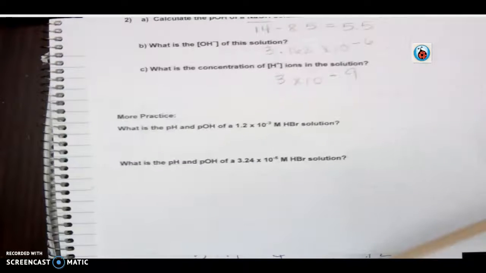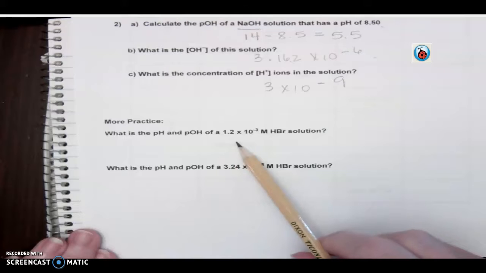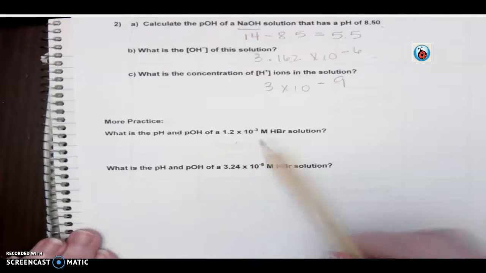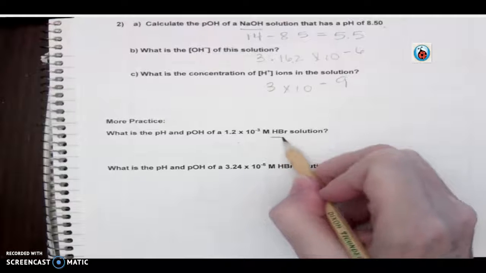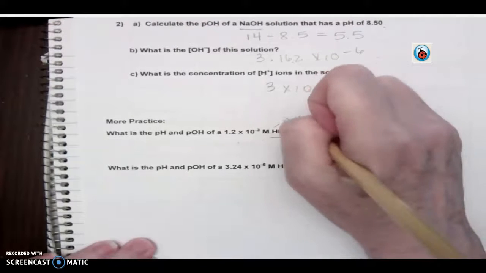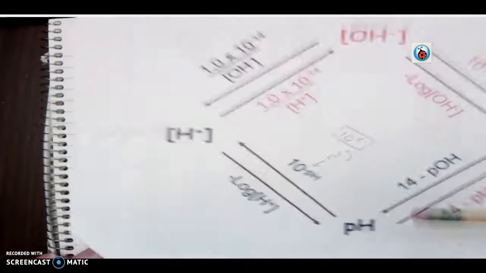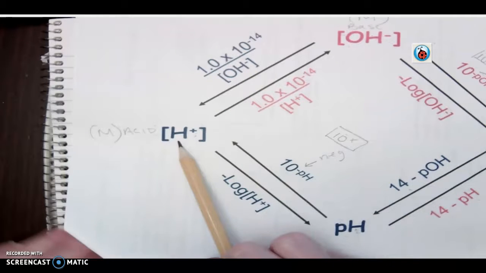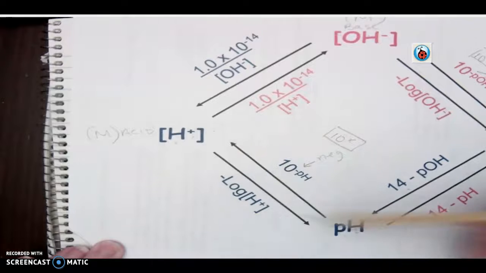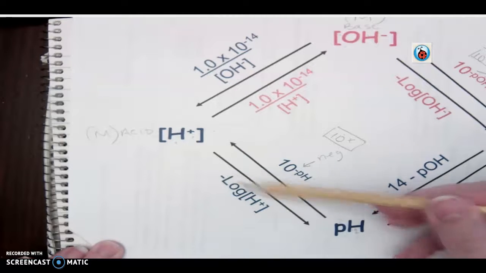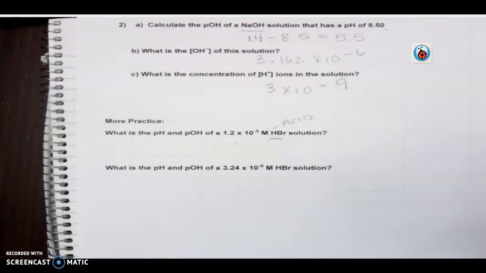All right, next one says, what is the pH and POH of a 1.2 times 10 to the negative 3 molar HBr solution? So again, what are we going to do? HBr is an acid. So if I know the concentration of my acid, where am I at? I am right here, molarity of my acid, and I want to know the pH. So I do exactly what it says, negative log of my concentration. So let's do that again.